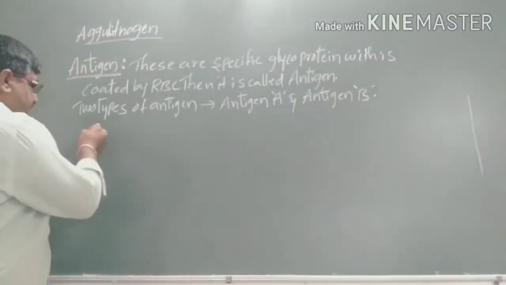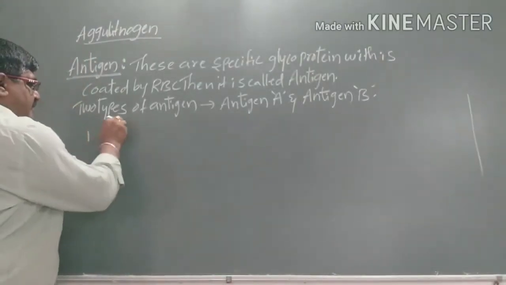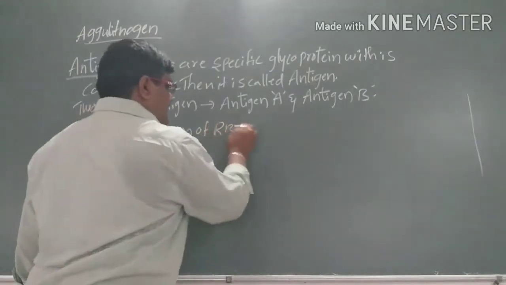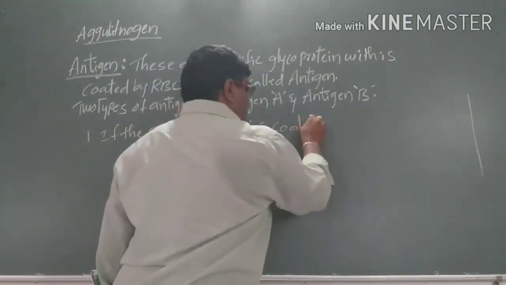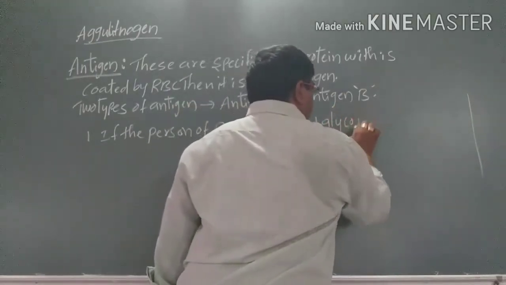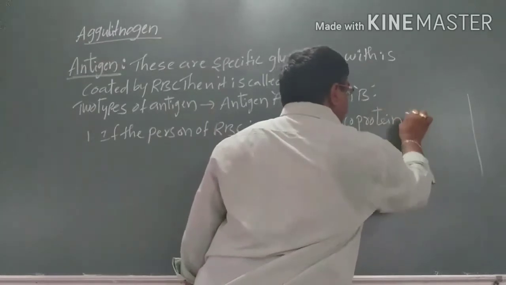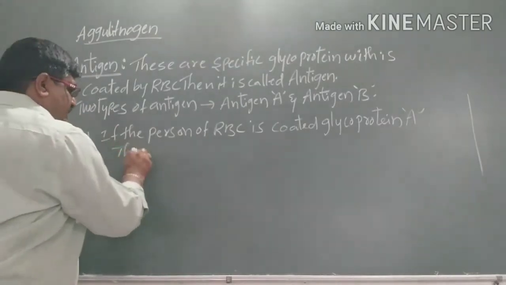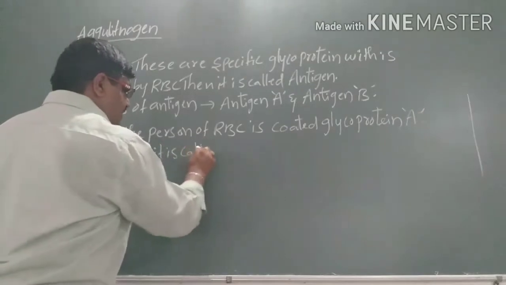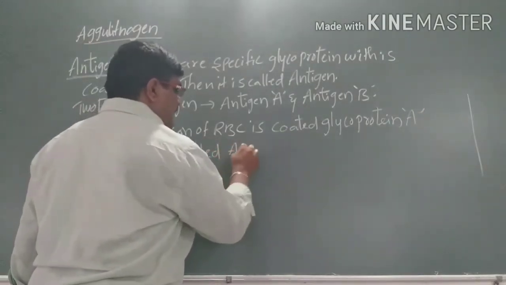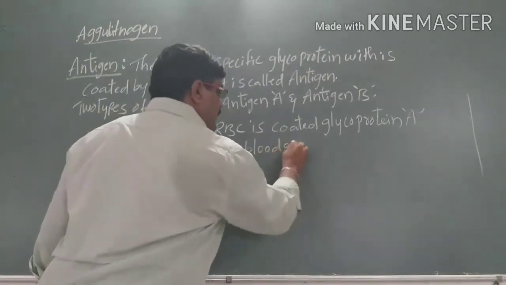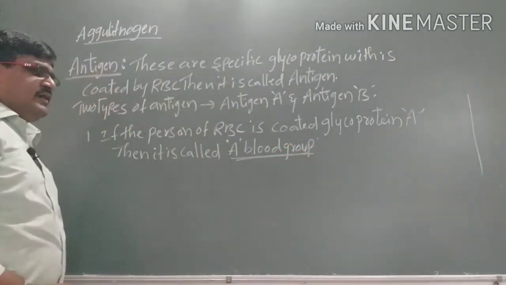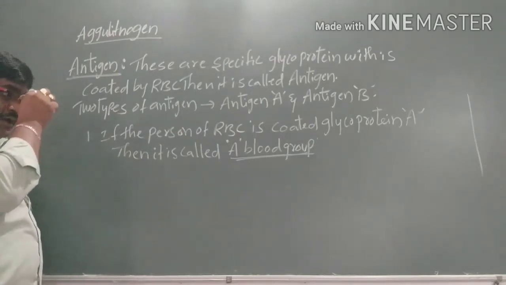If a person's RBC is coated with glycoprotein A, then it is called A blood group. So if they are coated with a special antigen, glycoprotein A, then we call them A blood group.